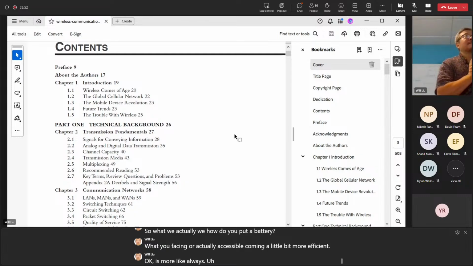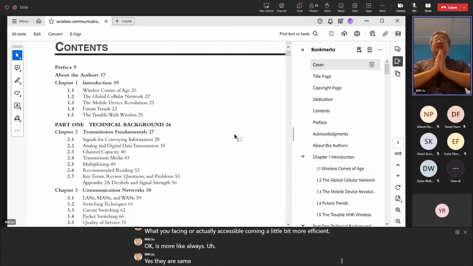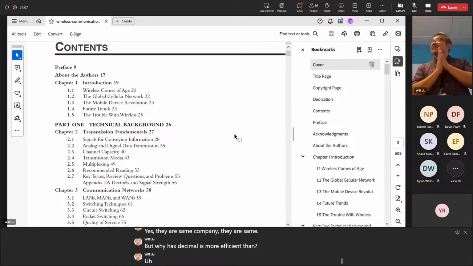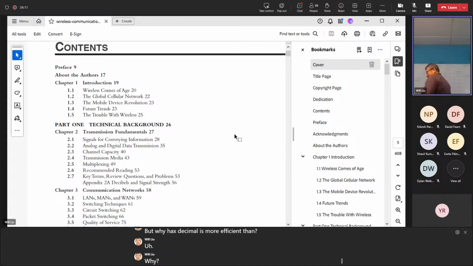Yes, they are the same. Definitely they are the same. But why is hexadecimal more efficient than binary? Why?